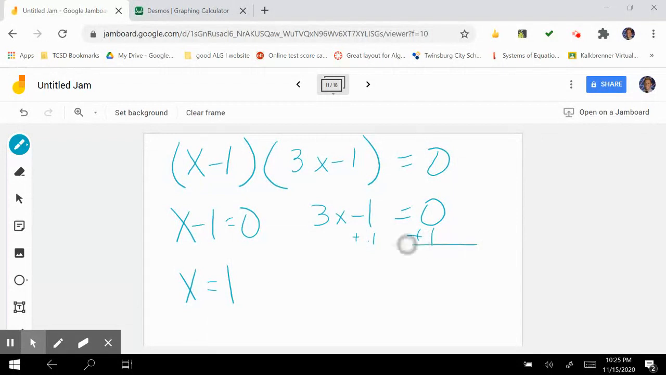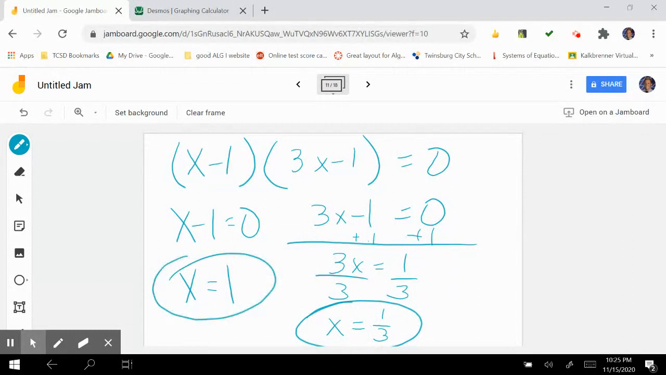And I get 3x equals 1, divide by 3, I get x equals 1/3. So it's a fraction, but it's still crossing in that first quadrant. I guess it's on the axis, so it's a positive x value though.